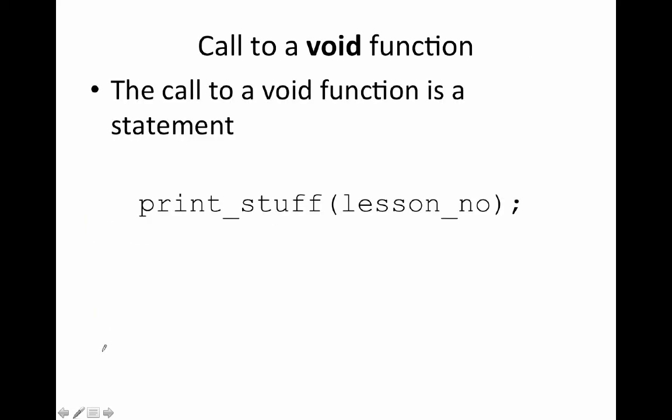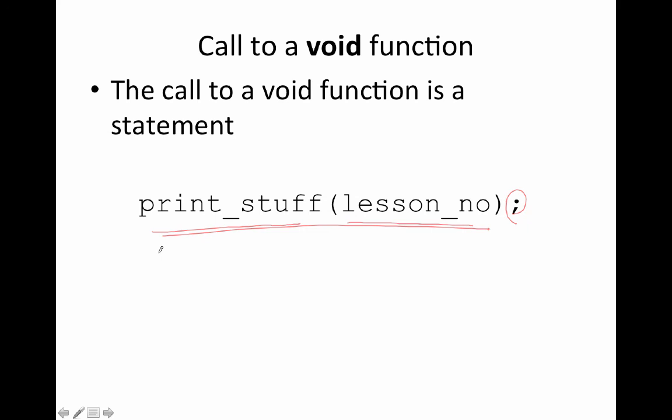Now it's important to note that the call to a void function is a statement that stands by itself. So in that program, when we called the function printstuff, we passed a value of lesson number, and that's a statement. Semicolon at the end of the statement. So that statement basically represents what the function accomplishes, which is to print some stuff. So again, a call to any void function is a statement that stands alone.